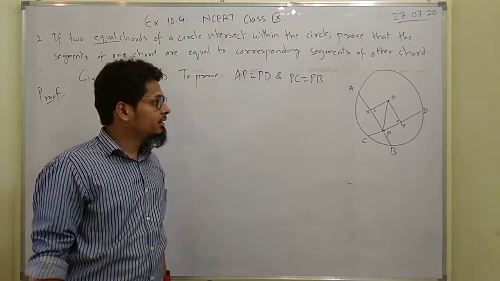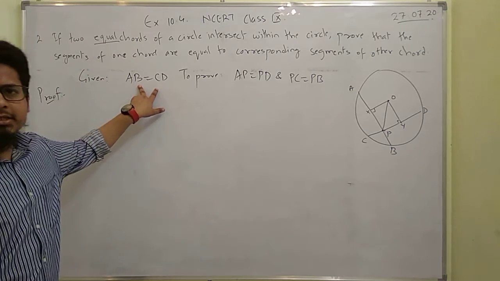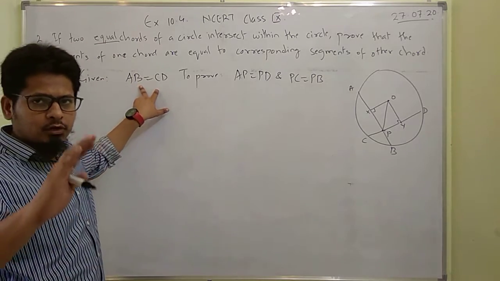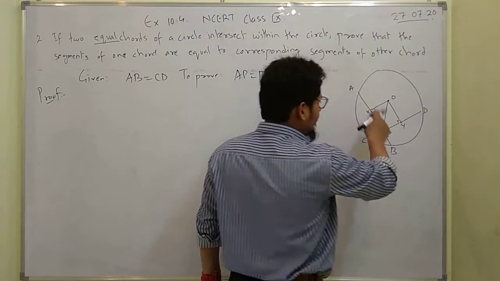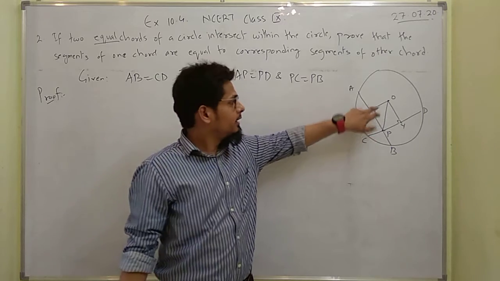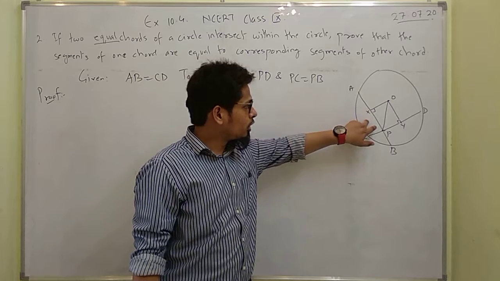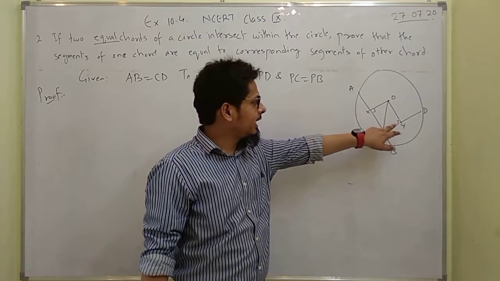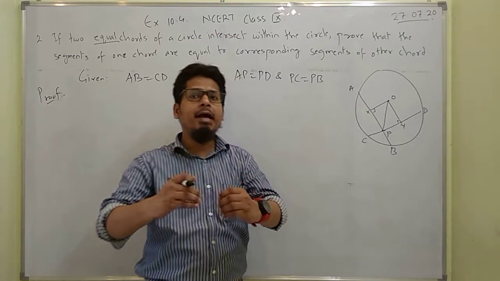The question is saying their chords are equal, meaning AB is equal to CD. If chords are equal and a line comes from the center and is perpendicular to the chord, right? Line OX is coming from the center and perpendicular to the chord AB, and OY is 90 degrees on chord CD. Then OX and OY will bisect the chords.